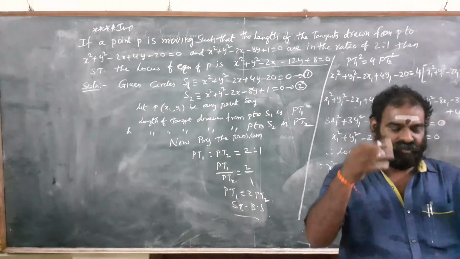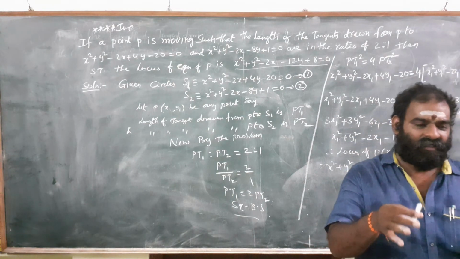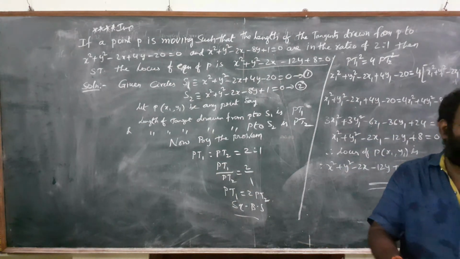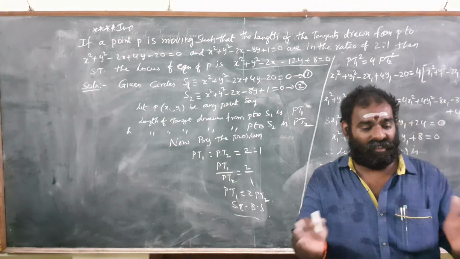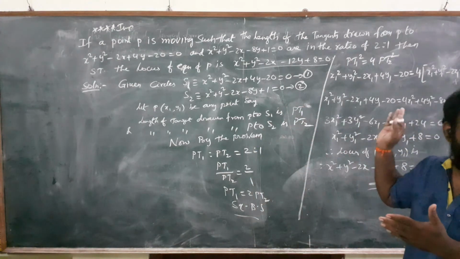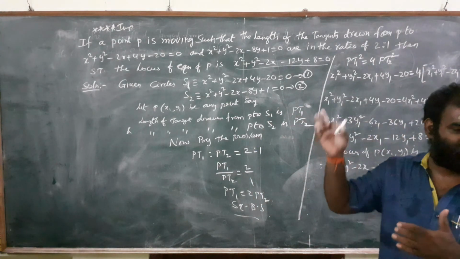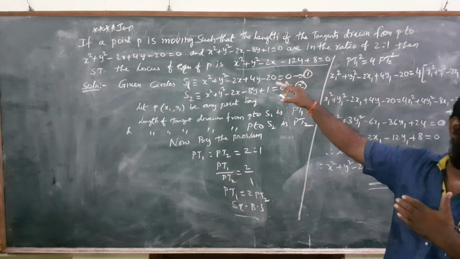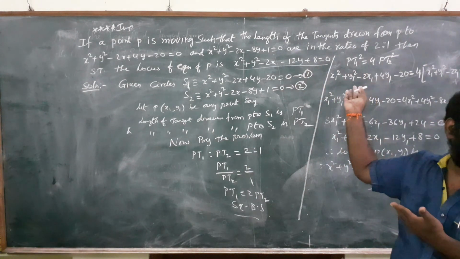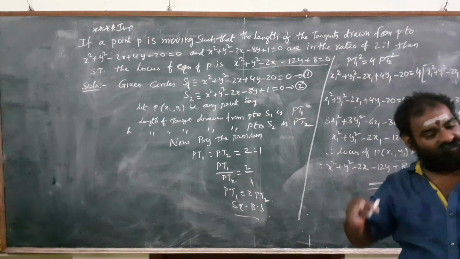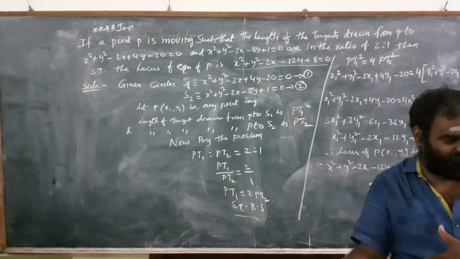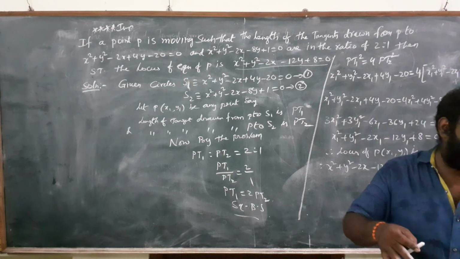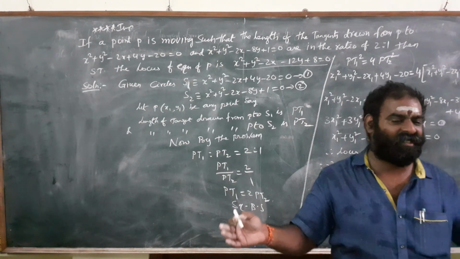So you need a sense of thinking about what the question asks. The model is the same, but the condition differs in each problem. Here the condition is that the lengths of the tangents are in the ratio of 2:1. In some other problems, the ratio is 2:3. And in some other problems, they tell that the lengths of the tangents are equal.